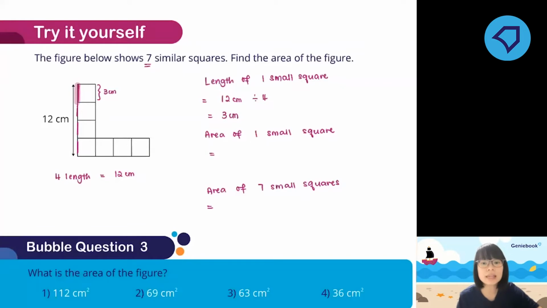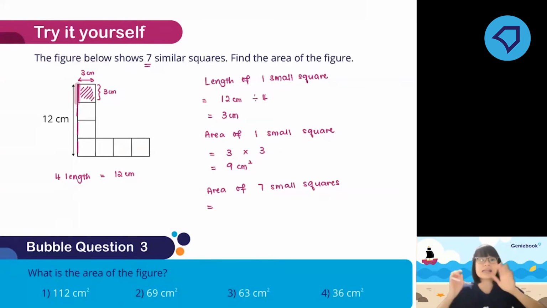And since we're given that it is a square, to find the area of a square, we need to take the length multiplied by length. So if the length is 3 centimeters, down here is also 3 centimeters. So we need to take 3 cm multiplied by 3 cm over here. And then that will give you a total of 9 cm squared, right? So the area of one small square is actually 9 centimeters squared.